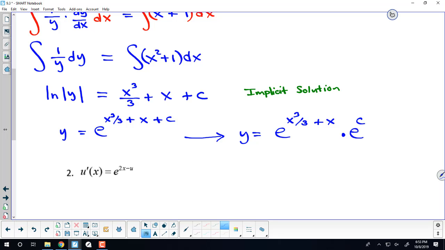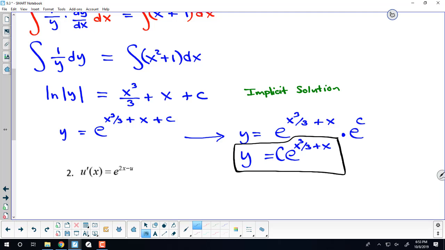So e to the c is just another constant. So we'll just actually say that our solution is e to the x cubed over 3 plus x times this other constant. We'll just put it here. So c times e to that power is the explicit solution to that differential equation. So the derivative of that function is the same thing as that function times x squared plus 1.